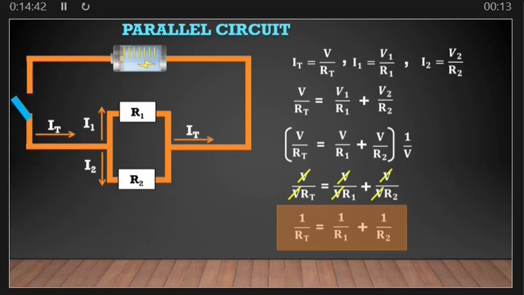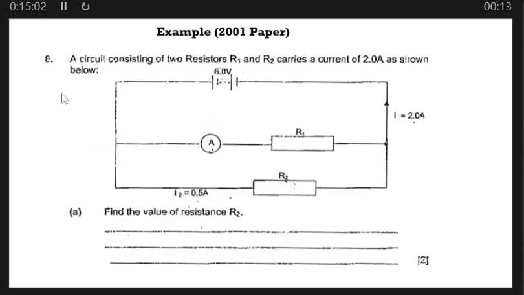All right, so let's go to an example. We are going to look at an example here, which comes from an examination paper that appeared in 2001. The question is like this. This was actually question 8. It says a circuit consisting of two resistors R1 and R2 carries a current of 2.0 amps as shown below. We have a circuit like this one, as you can see.